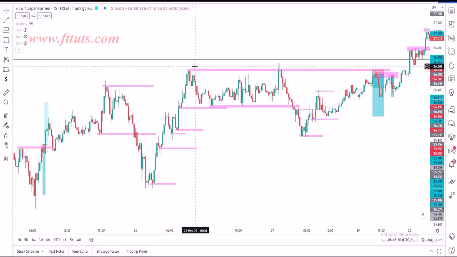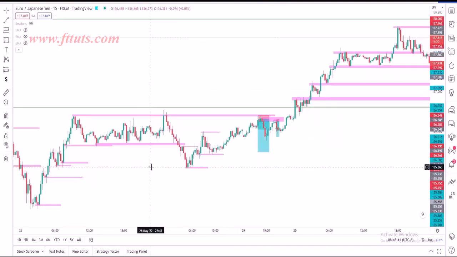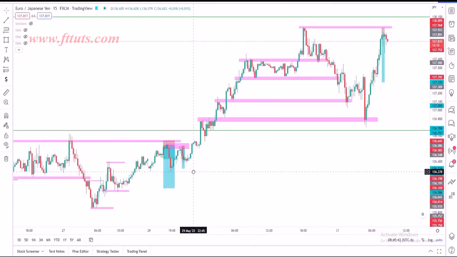We want to see price touch, have a move away. Touch, have a move away. Touch, have a move away, okay? It doesn't have to touch 3 times. It doesn't have to touch 2 times, 10 times. It can touch as many times as it wants to.